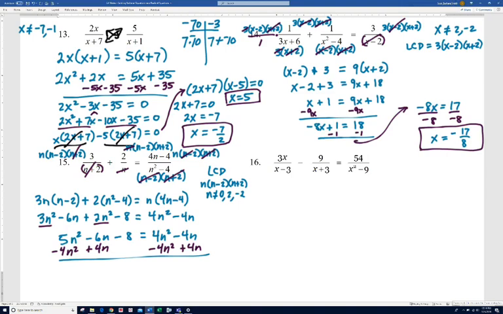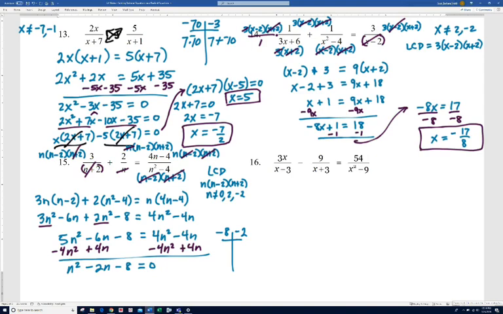5n squared minus 4n squared, we're going to get n squared. Negative 6n and a plus 4n, we'll get minus 2n. We'll bring down our minus 8. And of course, on the right side, we're going to have 0. So this is our quadratic equation. Looks like we might be able to factor this one using the AC method.